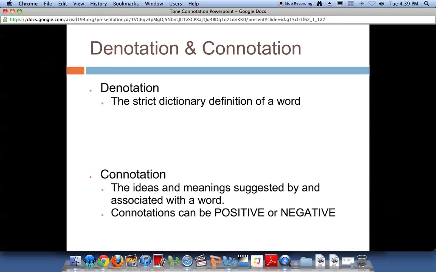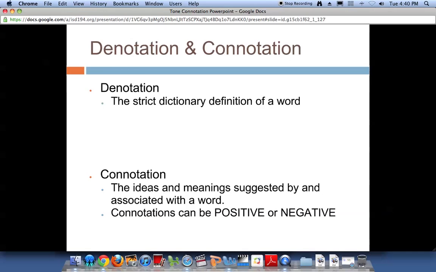So words have both denotation and connotation. Denotation is the strict dictionary definition of a word. If you open up the dictionary and look up the definition for, say, lurking, it's going to give you a definition that talks about something creeping in the background or sneaking around. But this word also has connotation. There's an emotion associated with the word lurking, lurking in the dark.